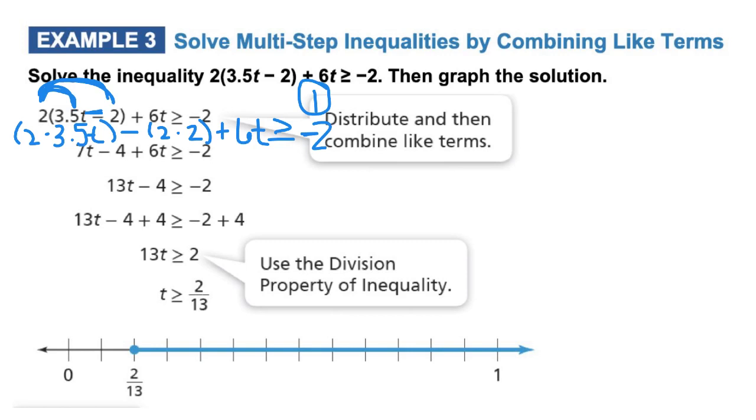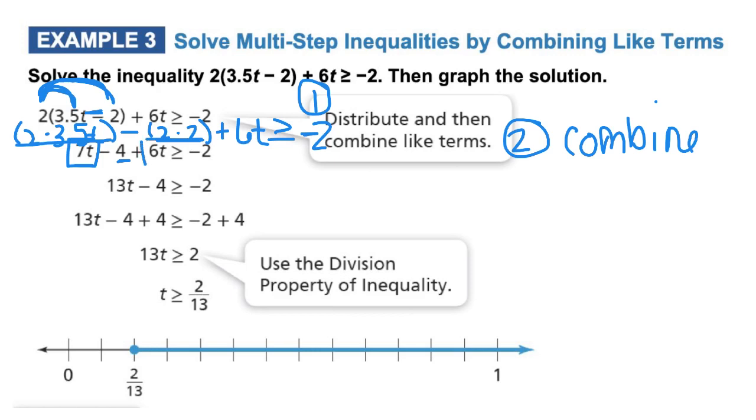All right, so what they did was they multiplied and got 7 t's. They multiplied and got 4. And they copied the rest of it. Step number 2, you're going to combine your like terms. So they took 7 t's plus 6 t's to get 13 t's. They still had a minus 4, they still had a greater than or equal to, and they still had a negative 2.